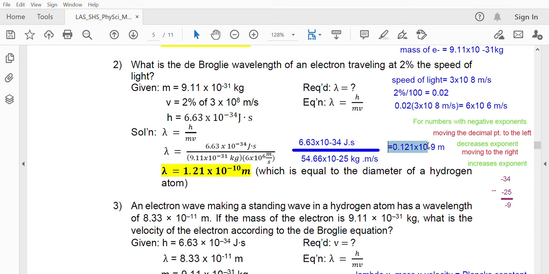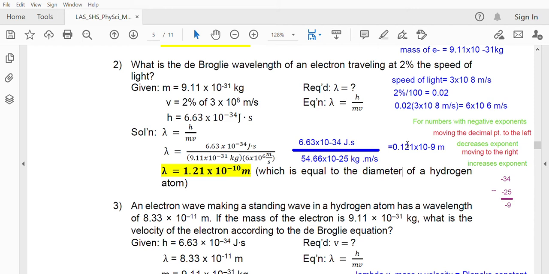Now, this answer here looks different from this answer in your module, but the value is the same. So let me show you why the value is the same. We need to move the decimal point because we need to follow the rule in writing scientific notation. It says, when expressing numbers in scientific notation, there should be one non-zero digit on the left of the decimal point. So we need to move this decimal point in between 1 and 2.